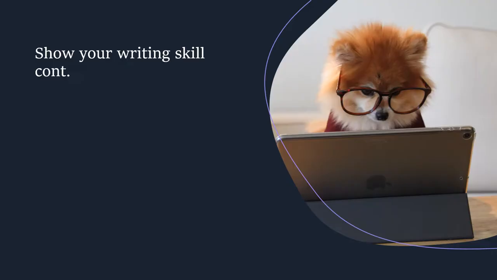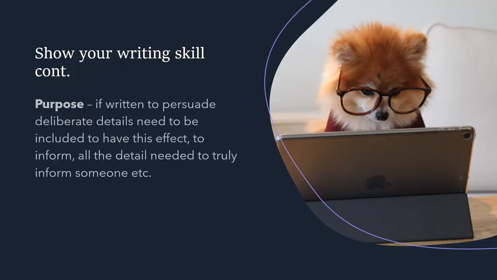So carrying on from that, when showing your writing skill, it's really important to consider the purpose. So for to persuade, think about those deliberate details that you can include. So if you're talking about something in a positive way, just include those positive details. If you're criticizing something, use a lot of negative adjectives, not a lot of negative detail. Use your imagination. If it's to inform, all detail needs to be truly written to inform somebody. So it needs to be neutral of any kind of bias, which persuade is full of bias, but this one needs to be neutral. And it just needs to give the information as directly as possible. So that's showing that you can adapt to the certain purpose.